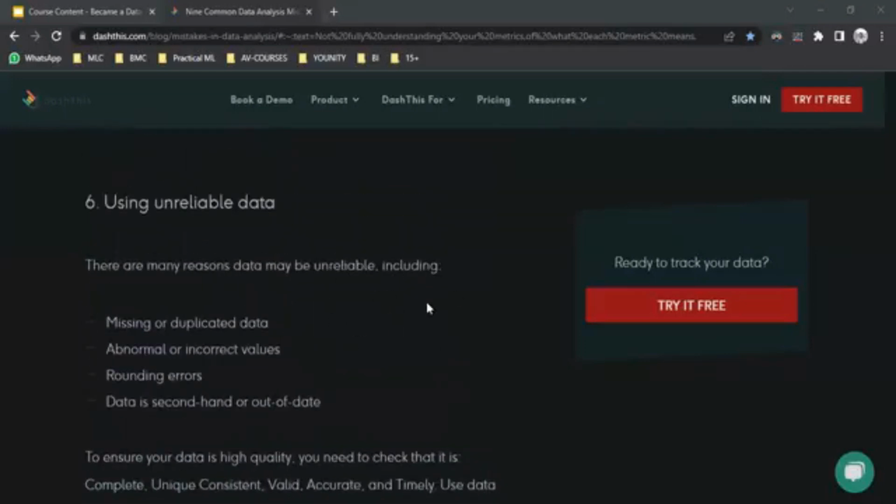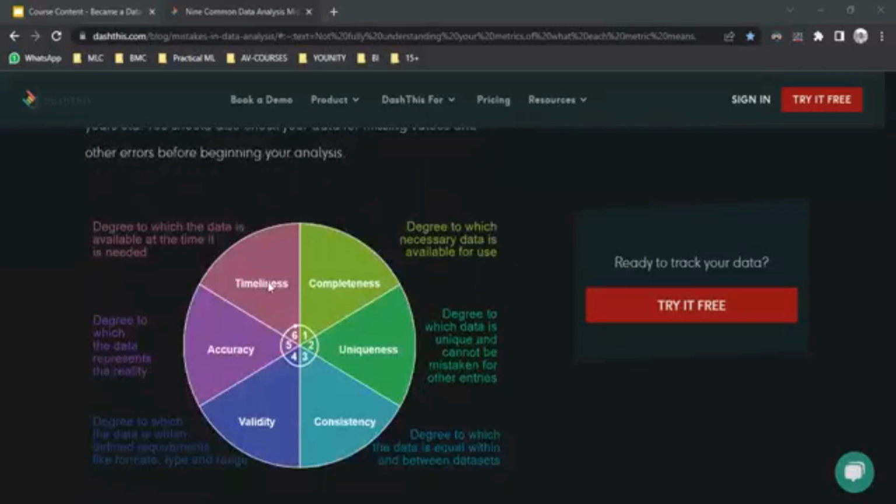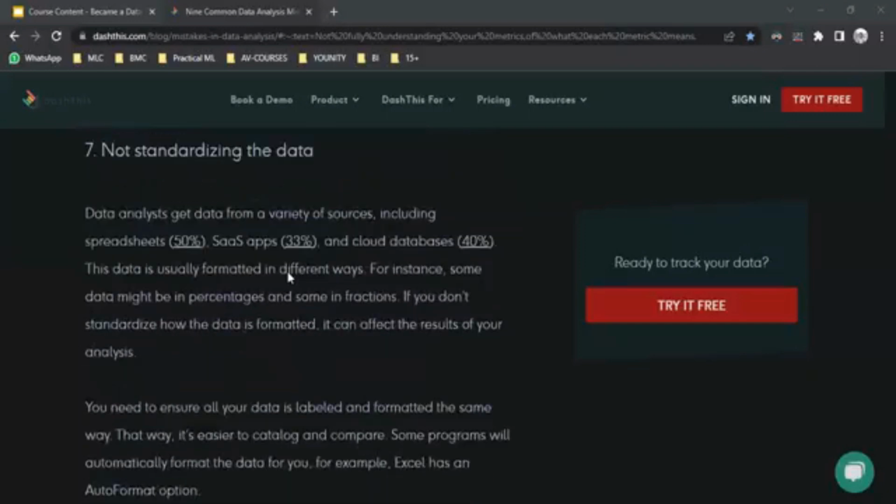And also unreliable data. You need to know what exactly the data is, and whether it contains duplicate data, missing values, incorrect values, or rounding errors. Otherwise you end up with unreliable data instead of structured data. You also need to figure out how much accuracy, completeness, uniqueness and consistency the data has, so that you can avoid those kinds of mistakes. And a few people also need to learn about the standardization of the data.